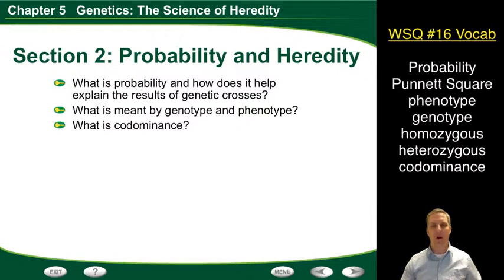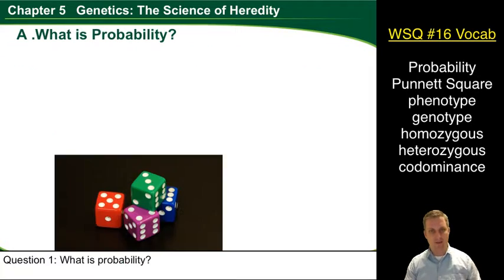And today we're going to talk about probability and heredity. Three objectives for us today as we continue our journey of genetics. We want to learn what probability is and how it helps explain the results of genetic crosses. We're going to learn what is meant by the terms genotype and phenotype. And we're going to learn about something known as codominance. So that's what we've got on the docket today, so let's get started.